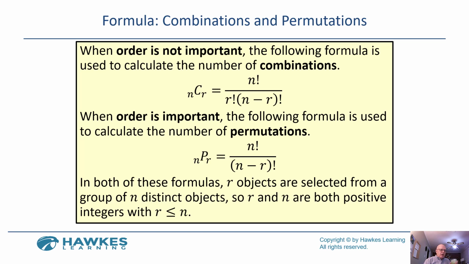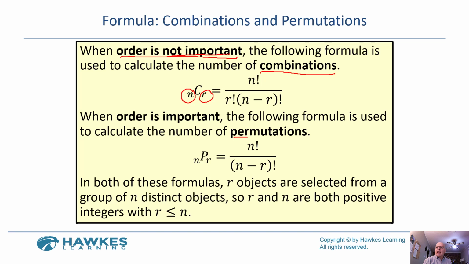Now, this is up to you. If you really want to do it the hard way, this is what the combinations and permutations are. Where order is not important, you're talking about combinations, and that means you're going to have n items, but you're only going to take r of them. How many ways can you do that if order does not matter?